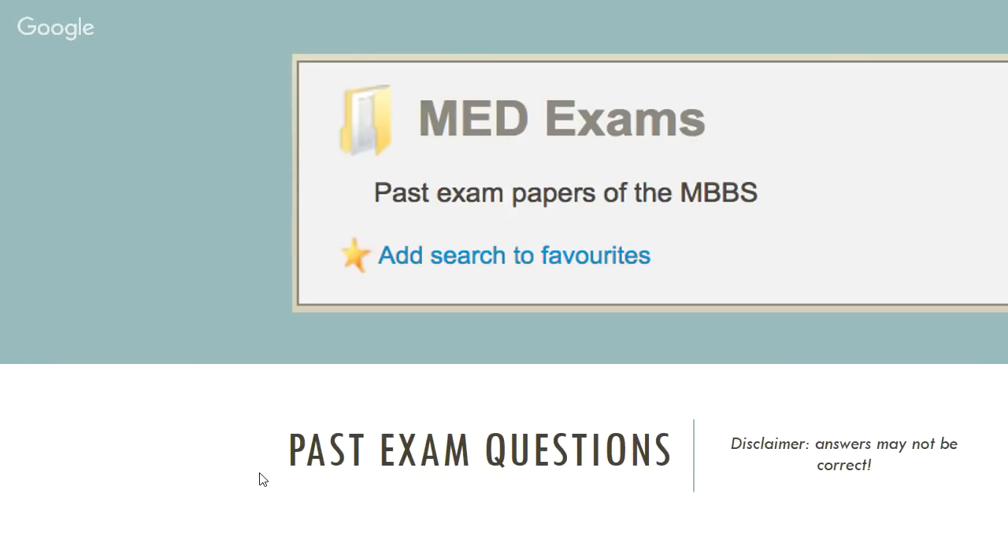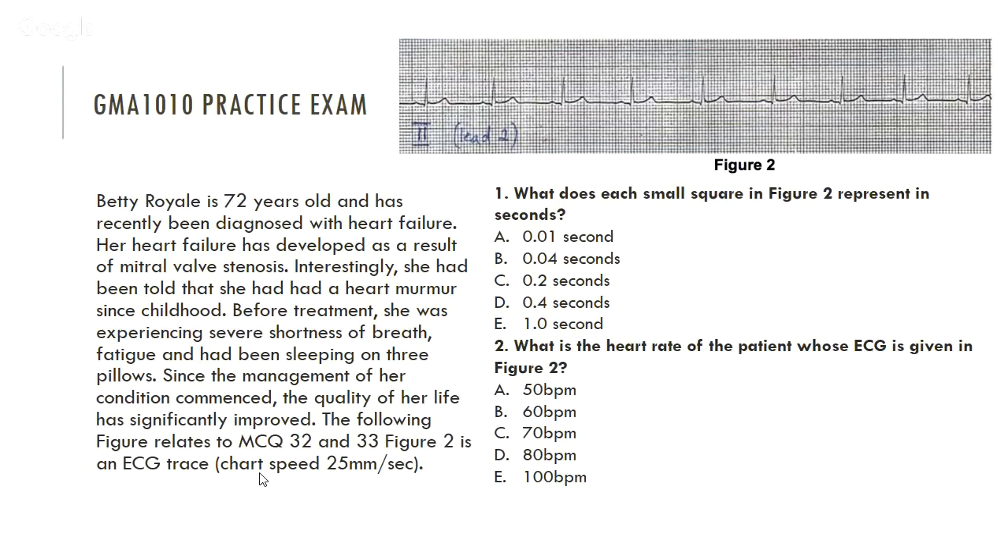So past exam questions, I think, are the main way of preparing for exams, going through the questions. And some answers may not be correct, but we can go through it together. So the first one is a pretty easy question. This is just testing your basic knowledge. What does each small square represent in seconds? This is pretty basic stuff.